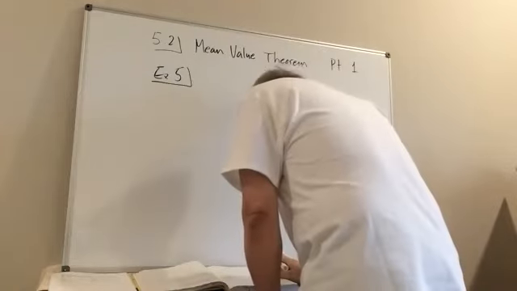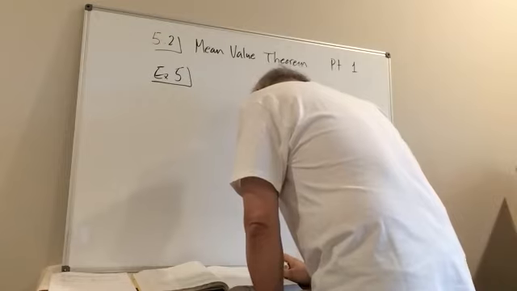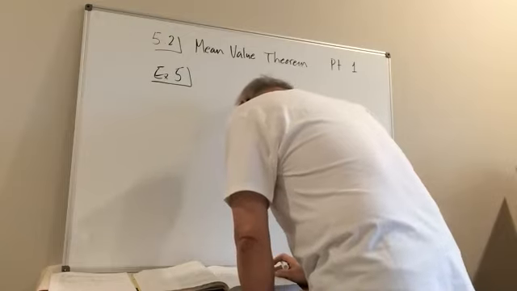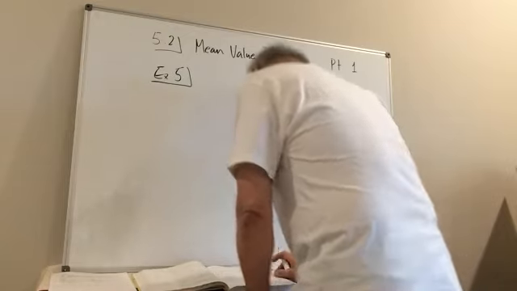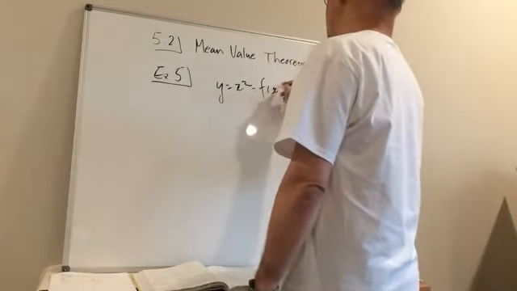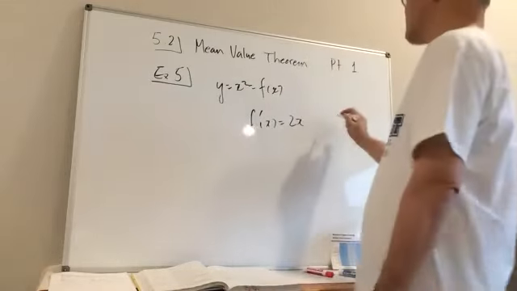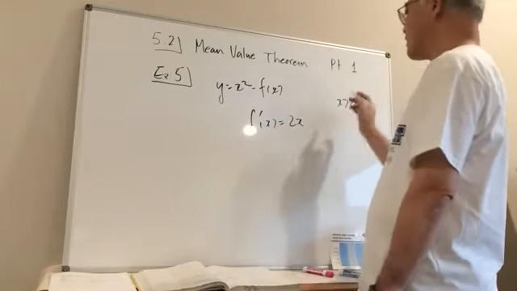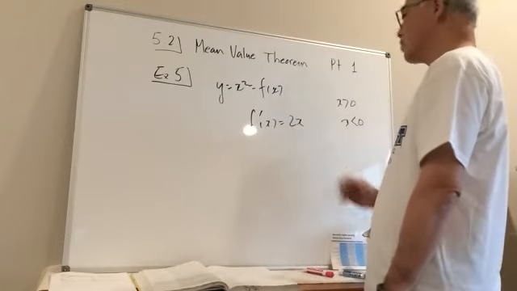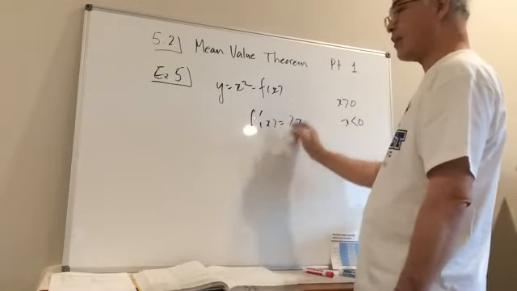Example number 5, determining where the graphs rise or fall. The function y is equal to x squared. So if we call this f of x, then f prime of x is equal to 2x. So when x is greater than 0, it's increasing because this is positive when x is greater than 0. When x is less than 0, it is decreasing, right? Because when x is less than 0, this becomes a negative value.